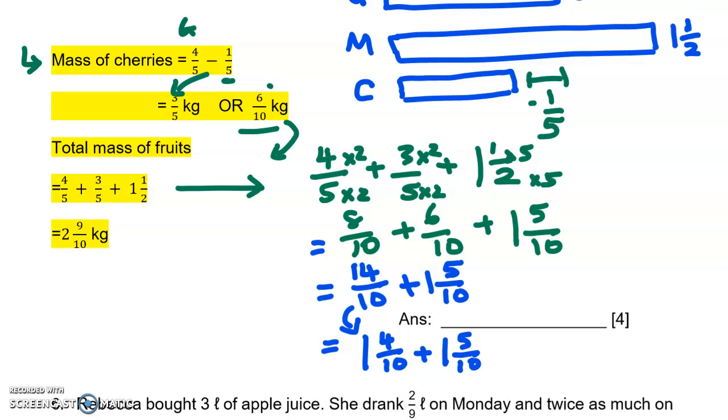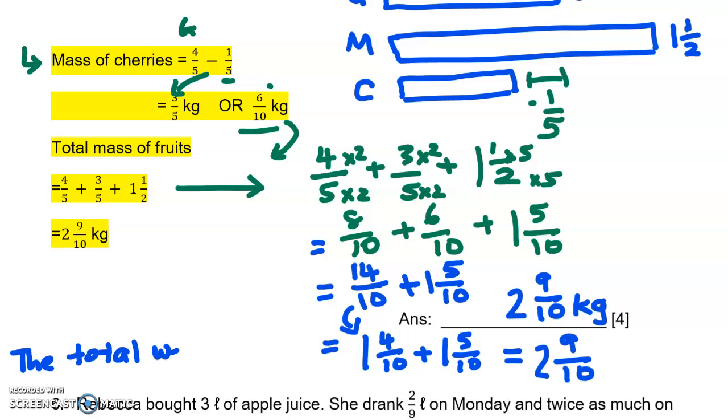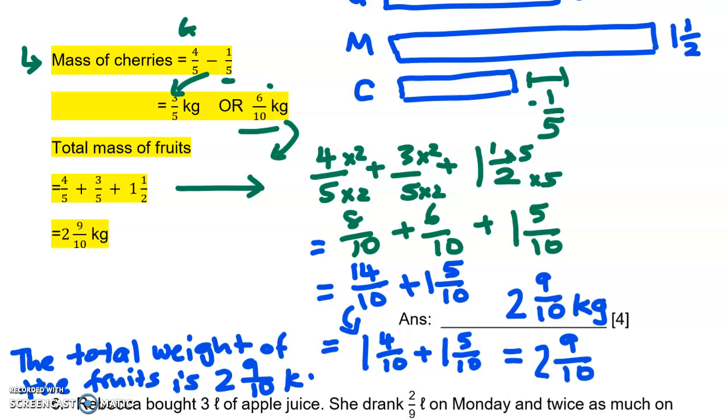Okay, you can choose to add the fraction or the whole number first. It's okay. I'll add up the fraction first. 4/10 plus 5/10 is 9/10. And then you add up the whole number. There will be 2 wholes. So it's 2 9/10 kg. So what is the total weight? Just write simply, the total weight of the fruits is 2 9/10 kg.